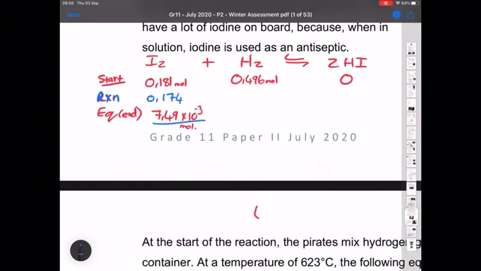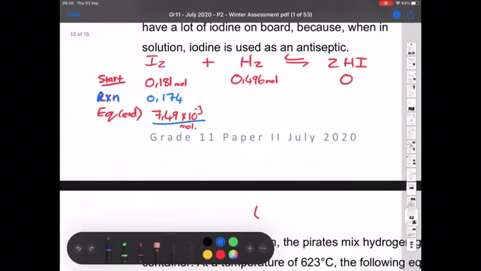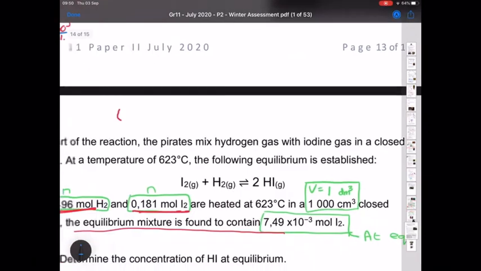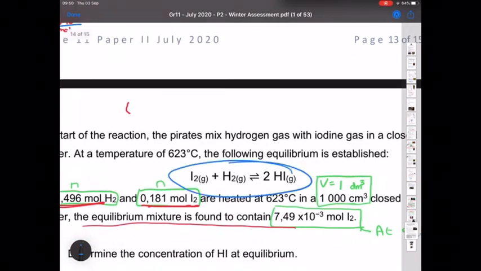So 7.49 times 10 to the minus 3, what you ended with minus what you started with, will give you what you made. Now look at the balancing numbers. First of all, is the equation even balanced? You should have checked that at the very beginning, my bad. I should have told you to check that this equation that you were given is balanced. Is it balanced? 2 iodines, 2 iodines, 2 hydrogens, 2 hydrogens. Yes, it is balanced. Wonderful.